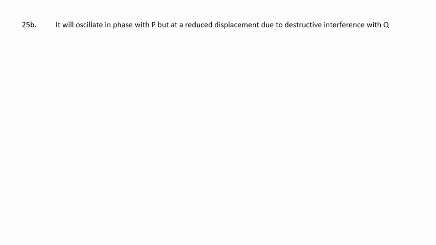In part B, we're asked to state with reason the motion of a particle at point x when both waves p and q are present. Well, it will oscillate in phase with particle p, but at a reduced displacement due to the destructive interference with wave q.